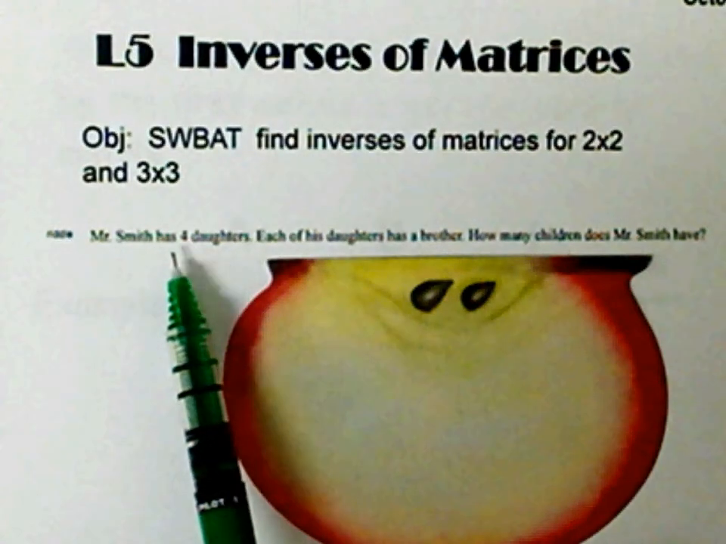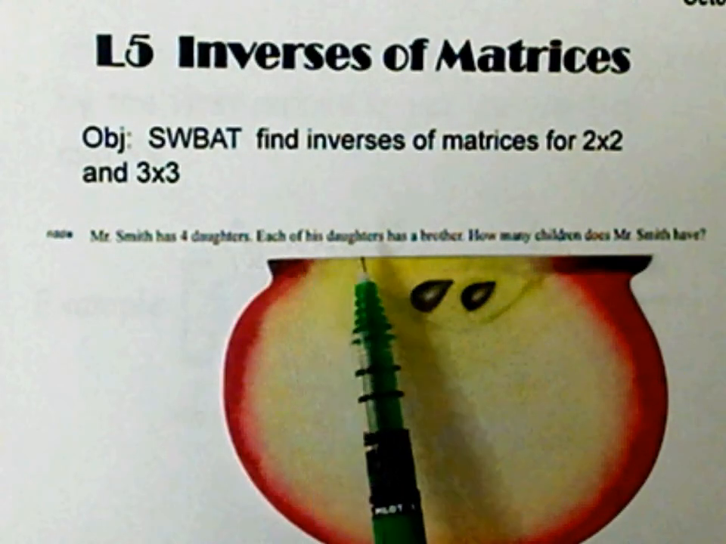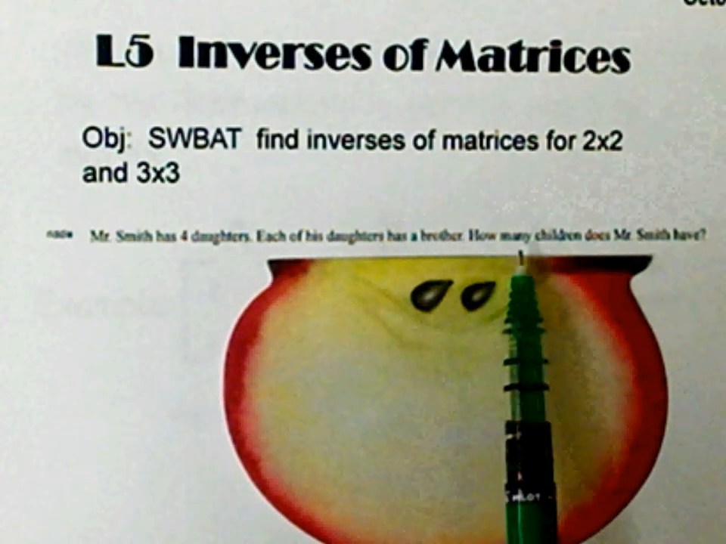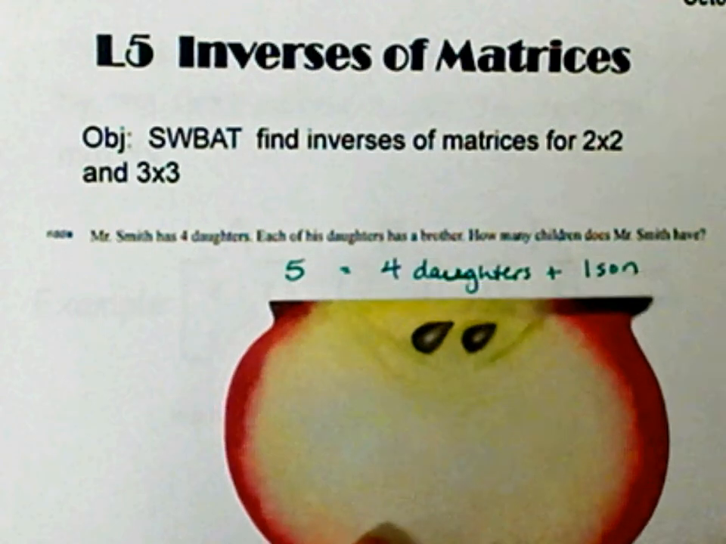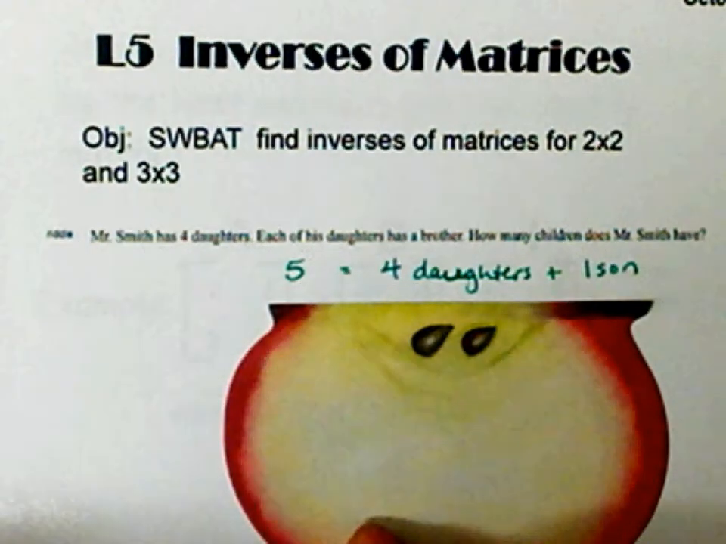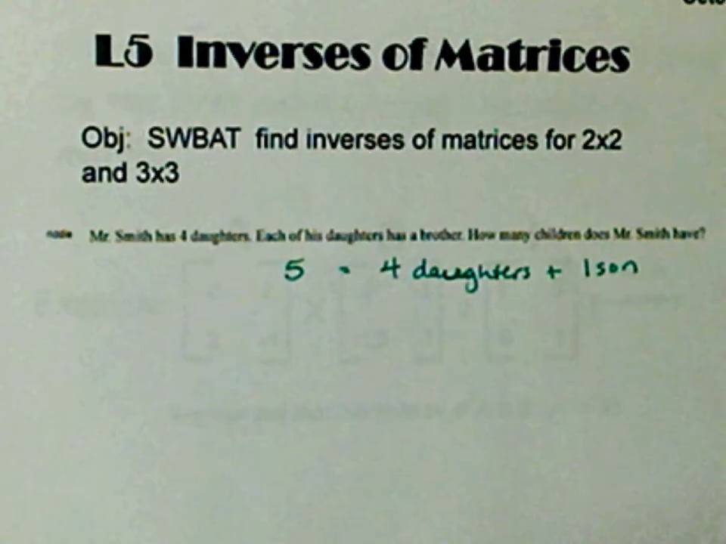Mr. Smith has 4 daughters. Each of his daughters has a brother. How many children does Mr. Smith have? And the answer to that is 5. He has 4 daughters and 1 son. All right, so just a way to start off a riddle.